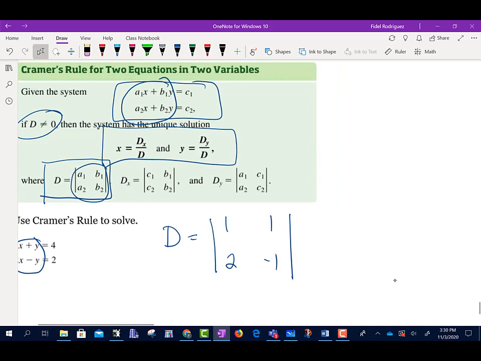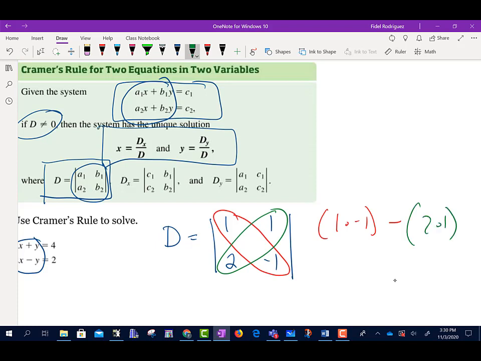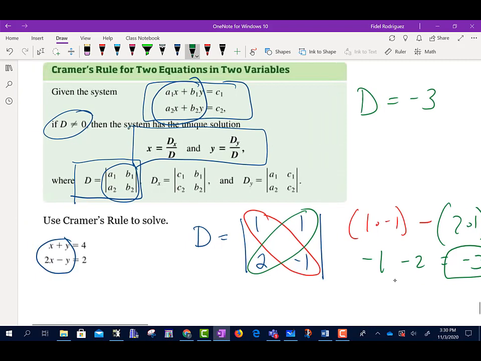And we know how to find a determinant like this because we're going to multiply these numbers. So we're going to take 1 times negative 1 minus, we're going to multiply those numbers, 2 times 1. So this is negative 1 minus 2, negative 3. Okay, so far, I know the value of D is negative 3. Okay.